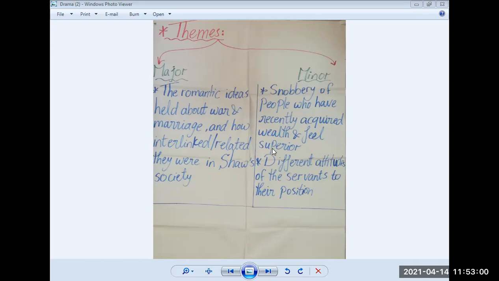We have two minor themes. The first one is the snobbery of people who have recently acquired wealth and feel superior. These are the upstarts or the nouveau riche we mentioned when we spoke about Catherine Petkoff. So this theme is mainly represented by Catherine Petkoff and somehow Raina too. Another minor theme is the different attitudes of the servants to their positions, and this theme is represented by Luca and Nicola. As we said before, Luca is a bad example of a servant, however, Nicola is the good example of a servant.